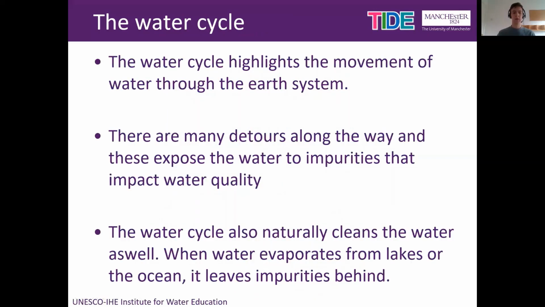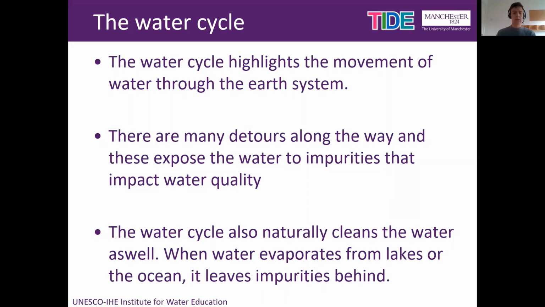The water cycle shows that water is constantly moving and changing through the Earth system. During this movement, the water is exposed to a number of environments. This can lead to water being exposed to impurities, where the water quality would decrease, or it can purify the water and increase the water quality. Where the water cycle naturally cleans the water is, for example, when water evaporates from lakes or the ocean. It leaves impurities behind. The same purification happens when plants transpire and water evaporates through their leaves.